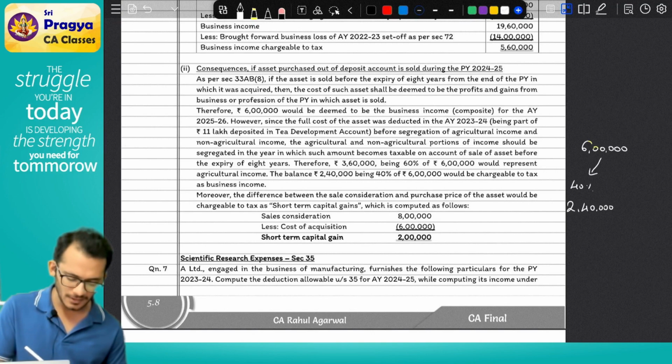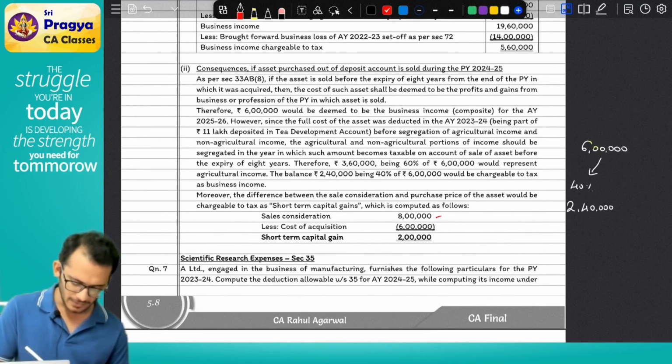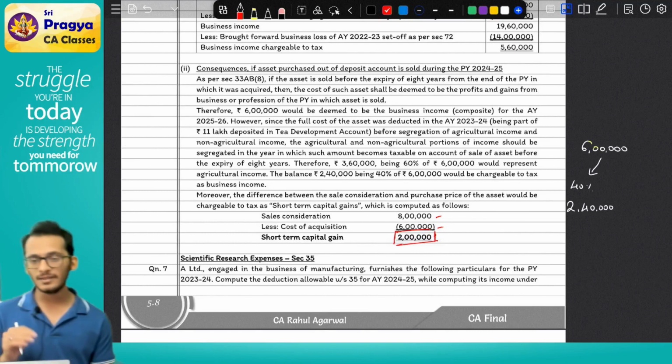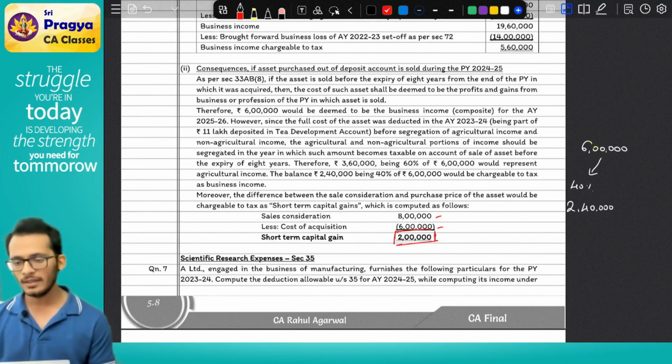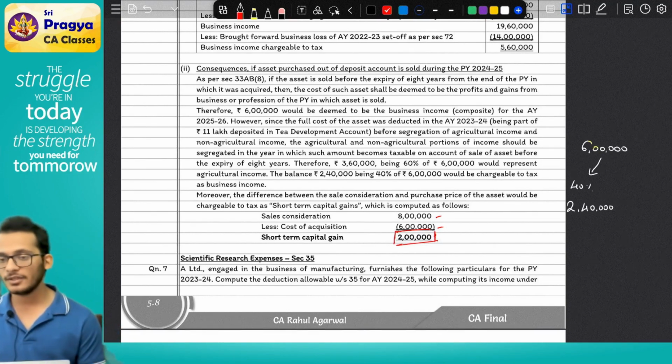How do you compute capital gains, Rahul? Full value of consideration minus cost of acquisition. This will become your capital gains. Now, since you have sold the asset within 24 months, it will be called short-term capital gains. Yes or no? This is what your computational mechanism looks like.